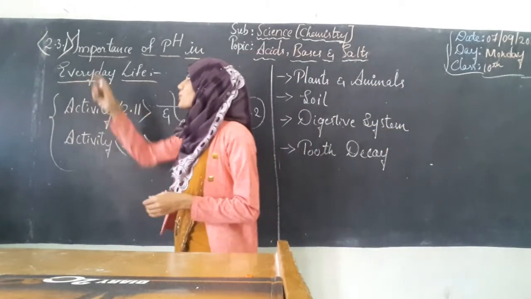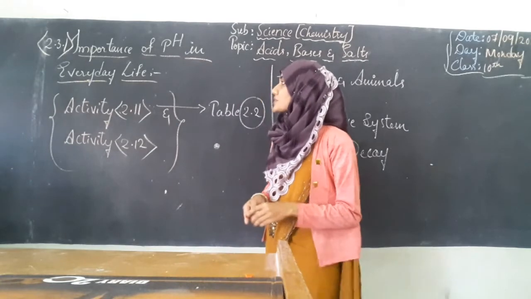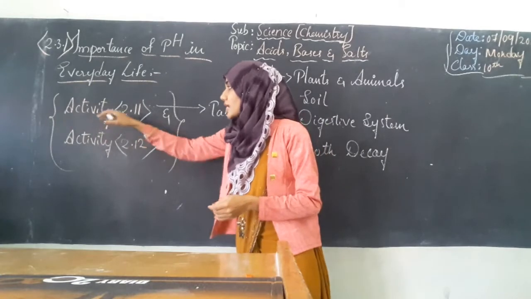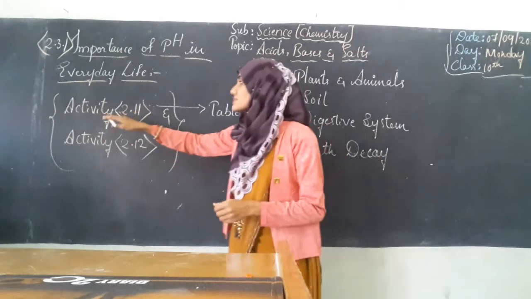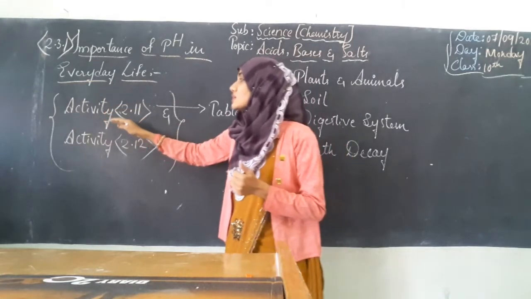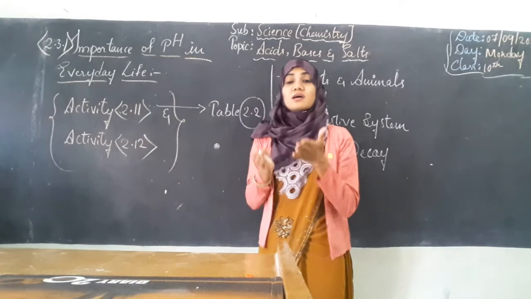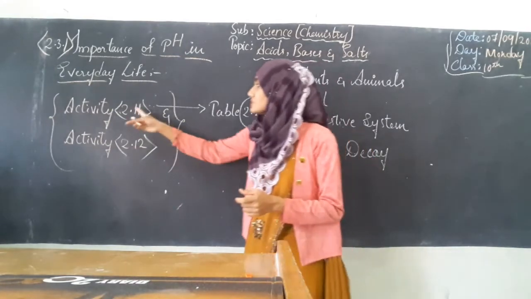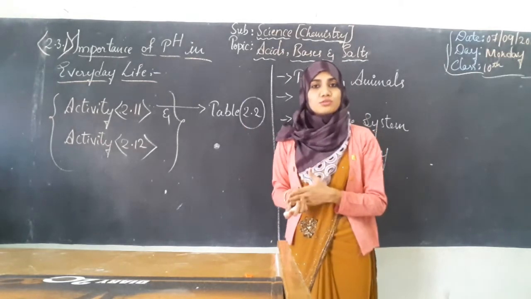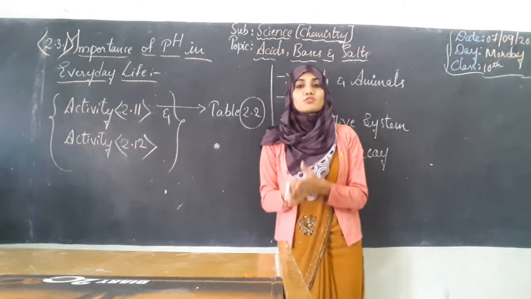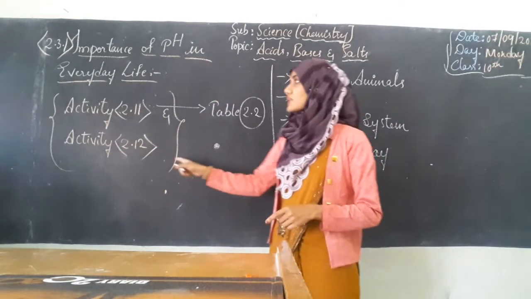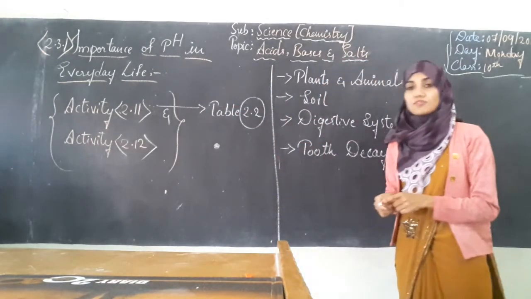That will be section 2.3.1 in your textbook, importance of pH in everyday life, and the related activity will be activity 2.11. Here we will study the approximate normal pH values of the things that we consume daily, which is table 2.2 in the textbook. After watching the video you have to fill in that table and submit it to my WhatsApp number.